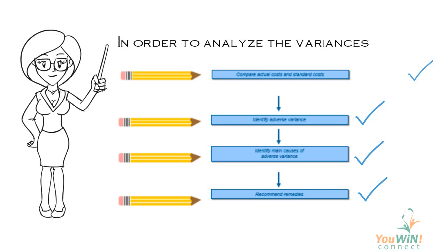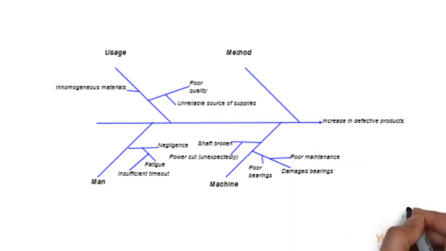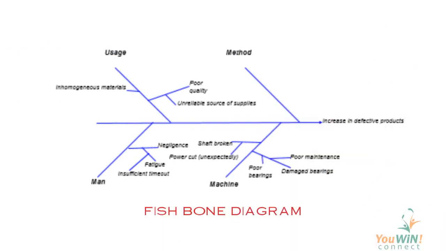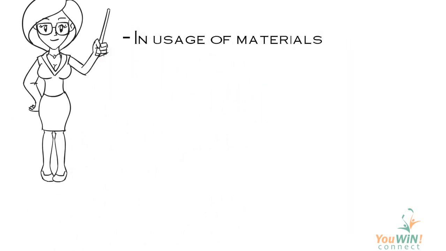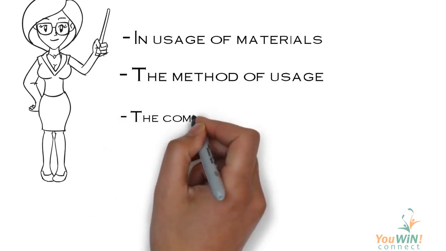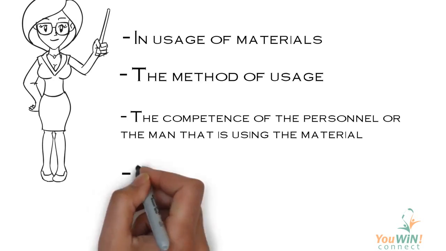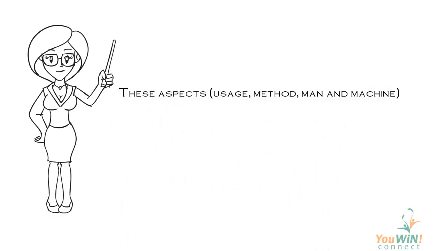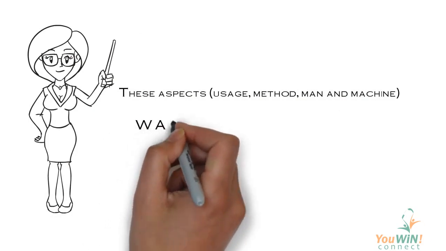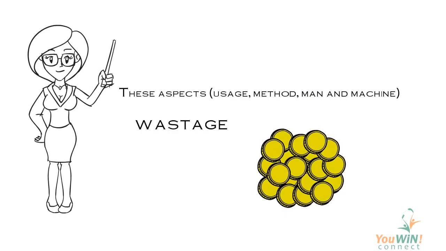There are other causes of cost variances. An example, when we look at the fishbone diagram, in usage of material, the method of usage, the competence of the personnel or the man that is using the material, and the machine itself. These three aspects, usage, method, man, and machine, can lead to wastage and thus increase in cost.